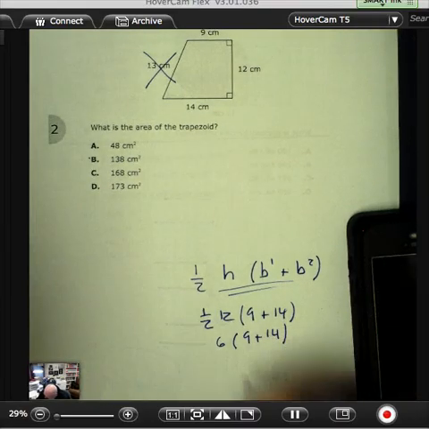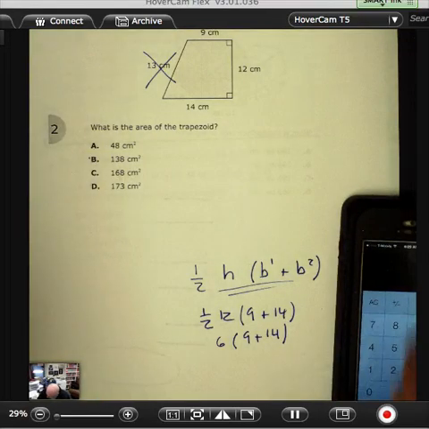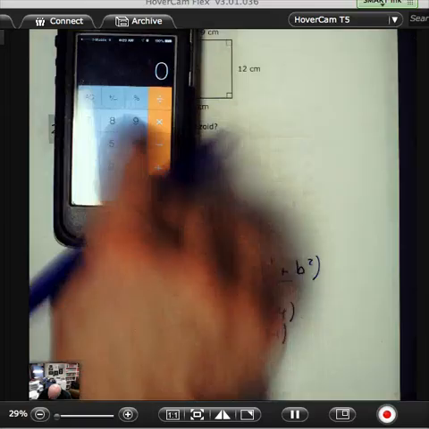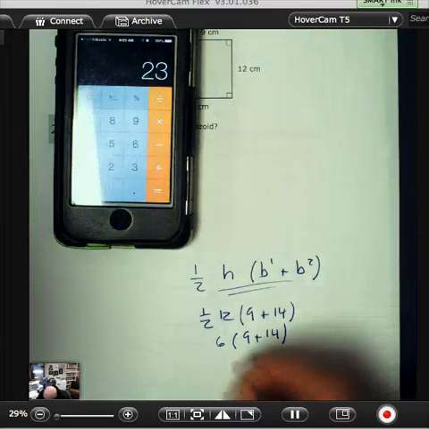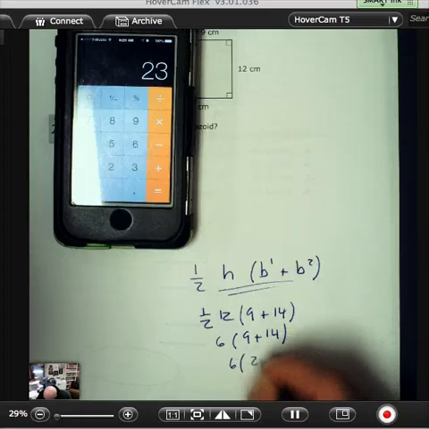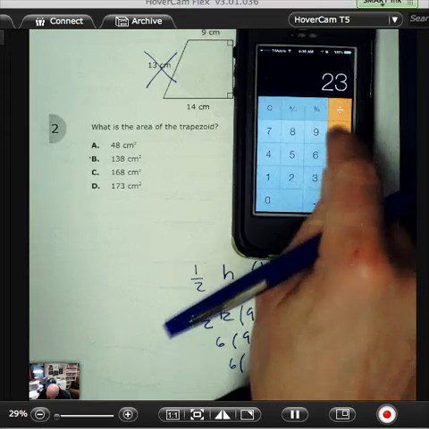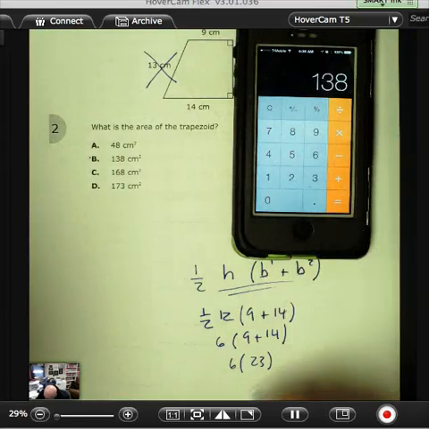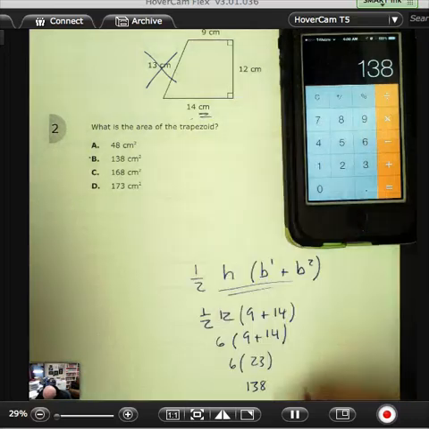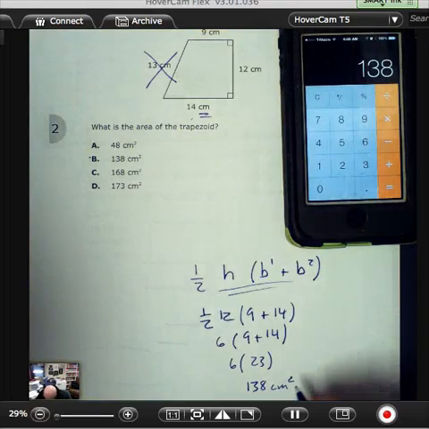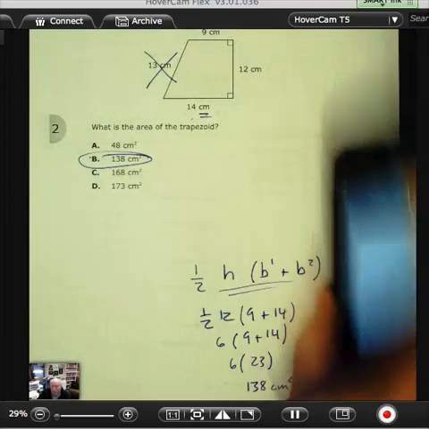We can use our calculator too. 9 plus 14, we've got 23. So now I have 6 times 23, and that gives me 138. And of course it's in centimeters, so my answer would be in centimeters squared. So that would be B, 138 centimeters squared.